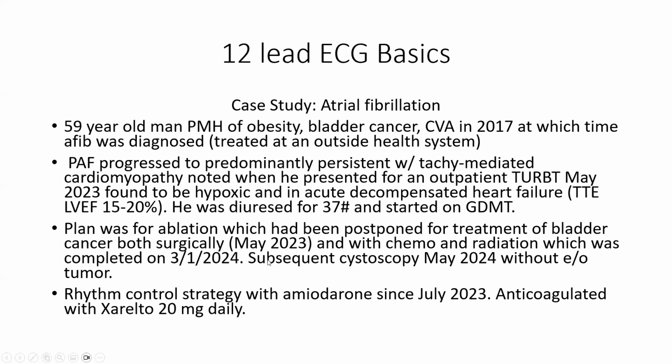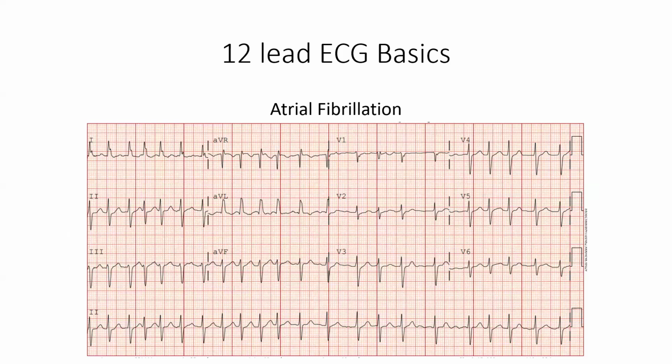We initially rhythm controlled him with amiodarone. He was anticoagulated with Xarelto. He got through his surgical procedure, and he ended up having an ablation for AFib. Again, ablation is not an absolute cure, but it's the best way we have to suppress AFib, even better than antiarrhythmics.